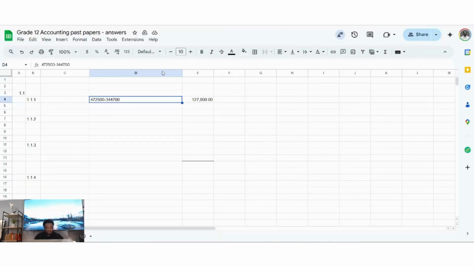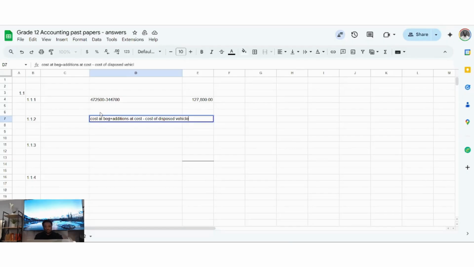So vehicles at cost, the way in which you calculate vehicles at cost, we would take the cost at beginning of the year, and then we would add additions at cost, and then we would subtract the cost of the disposed vehicle. Key thing here, because when you dispose a vehicle, usually there are so many amounts flying around, so you need to know exactly which amount you're looking for. So we're looking for these three things: cost at beginning, additions at cost, and then the cost of the disposed vehicle, which we're going to subtract.